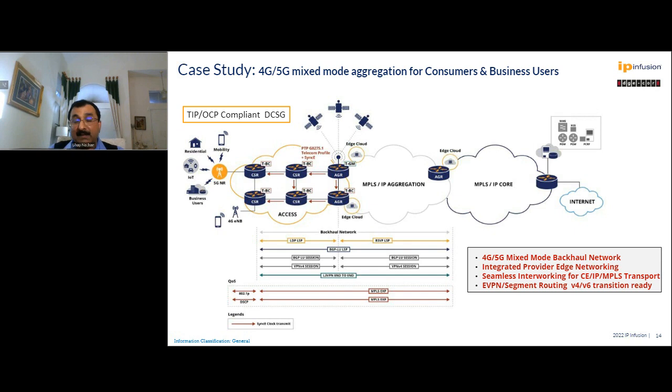So this is one case study where it's a mixed mode network. Broadband aggregation, you have fixed wireless, 4G, 5G, as well as the aggregation for carrier Ethernet and fiber to the curb using OLT based system. Over to you, Nanda.